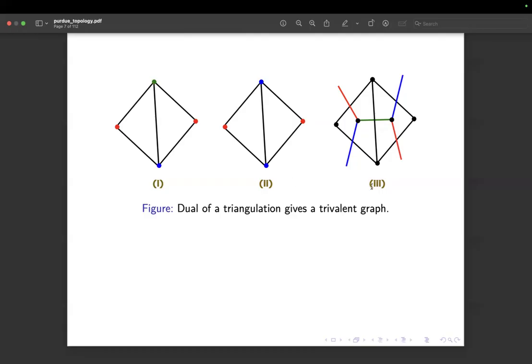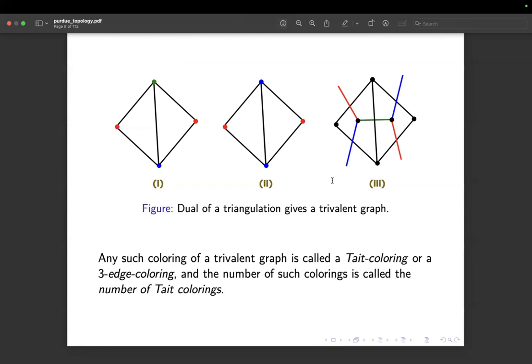Number three is just a demonstration that the four-color theorem is equivalent to three-edge coloring, and the graph you see in the middle is just a dual graph. And Tait has a proof, and you can read it on Wikipedia, but you will see that I will give a very beautiful proof of all this after proving Tait's conjecture, or it was more like a hypothesis. Any such coloring of a trivalent graph is called a Tait coloring or a three-edge coloring, and the number of such colorings is called the number of Tait colorings.